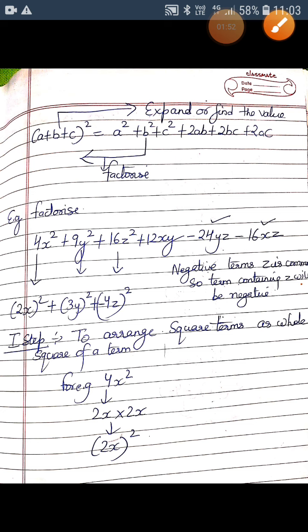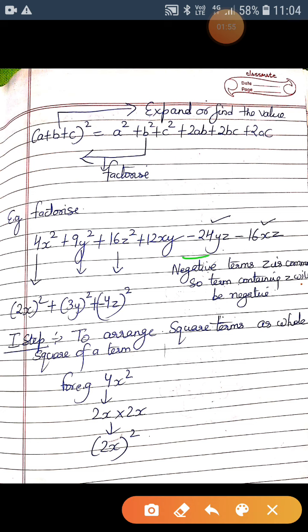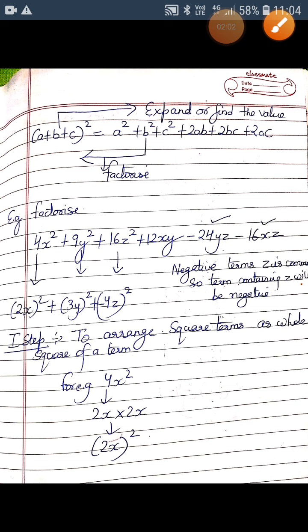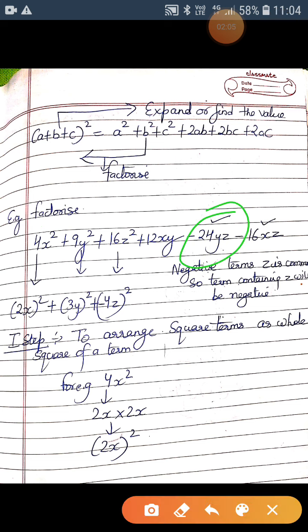The next observation is about the negative sign. What is the role of the negative sign? How are we going to identify which variable will be negative? Let us look at these terms, minus 24yz and minus 16xz, both are negative here. Can you see which variable is common over here? We can see that the variable z is common. So when we arrange this in terms of whole square, we are going to put the negative sign in the value of z. So when we are arranging 16z square as 4z into 4z, we are going to put a negative sign.